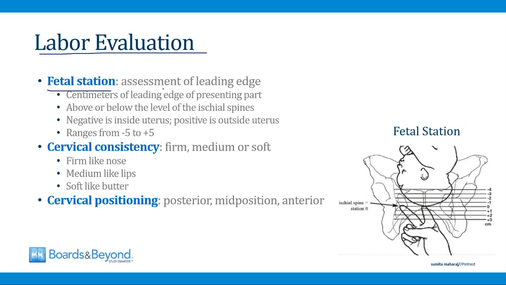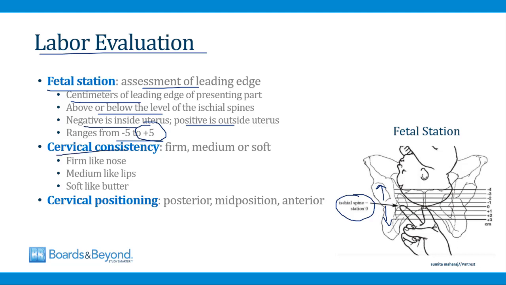The fetal station describes an assessment of the leading edge of the presenting part. The fetal station is the number of centimeters of the leading edge of the presenting part of the baby, either above or below the level of the ischial spine. If you look at this drawing on the screen, this is the ischial spine, which is a fetal station of 0. If the presenting part is above that, that's a negative fetal station. If it's below that, that's a positive fetal station. Negative numbers mean the presenting part is inside the uterus, positive mean outside the uterus. The fetal station ranges from -5 to +5. The higher the number, the closer to +5, the further along the baby is towards delivery.